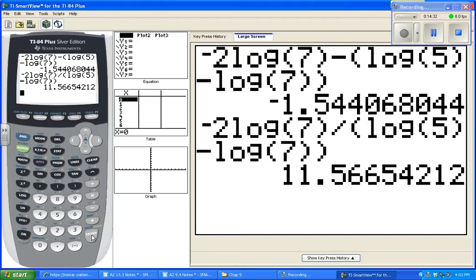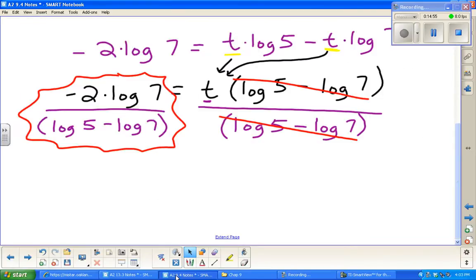All right, not my best moment. I accidentally put the subtraction sign. It's supposed to be a division sign, and I don't know how to edit these videos, so we're going to go with it. Sorry about that. This is the expression we were looking for: negative 2 log 7 divided by log 5 minus log 7. Sorry for all the mess there, but 11.55 is our answer. And again, we got 11.55.